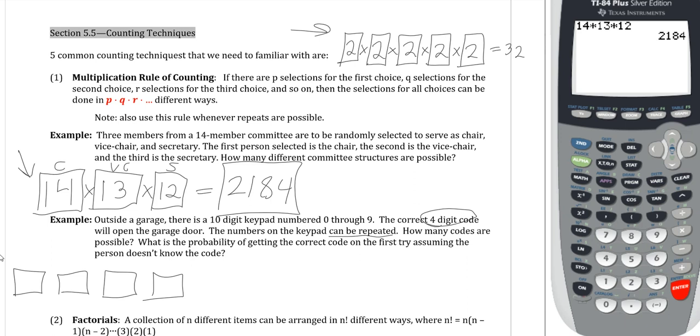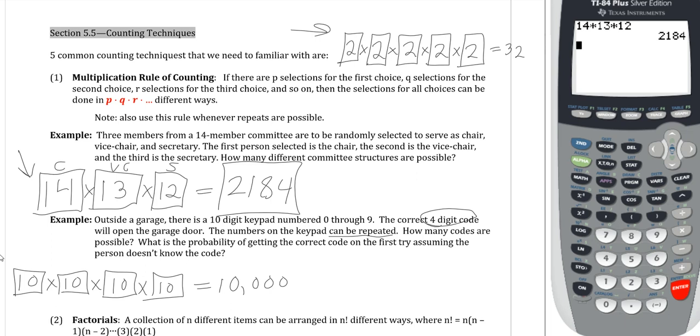Well, for the first digit, 0 through 9, I could select any of the 10 possible digits. Since it says a digit can be repeated, I could then select any of the 10 digits for the second number, and the third, and the fourth. If I multiply these together, 10 times 10 times 10 times 10, what I get is 10,000. There are 10,000 different possibilities for just a 4-digit keypad.